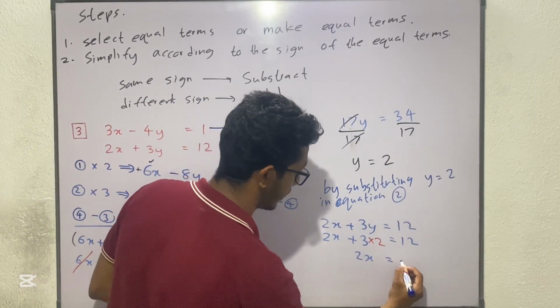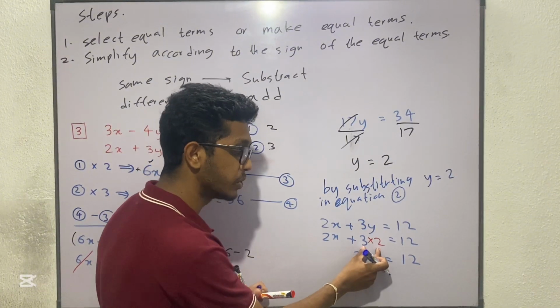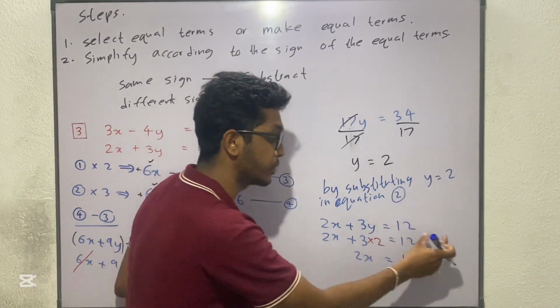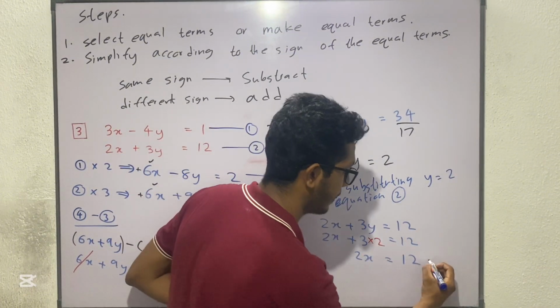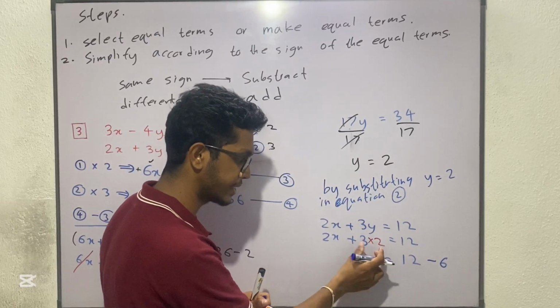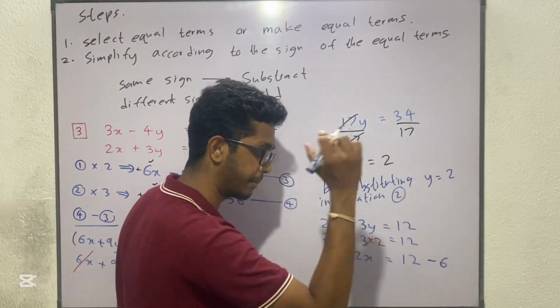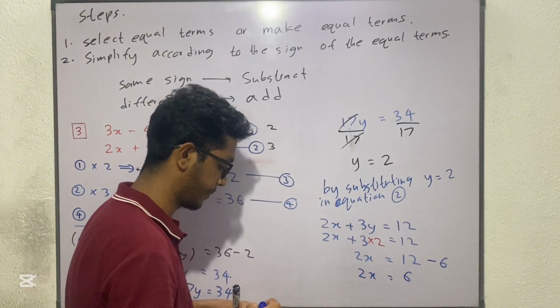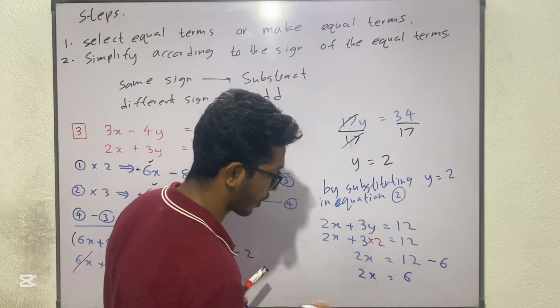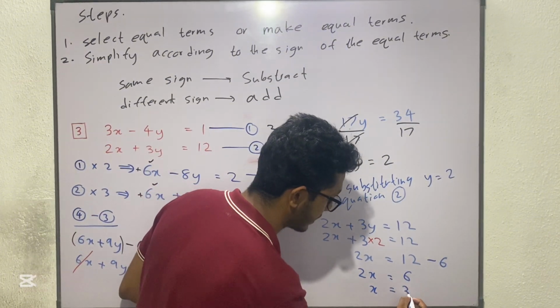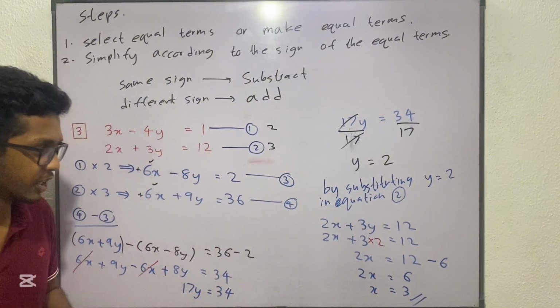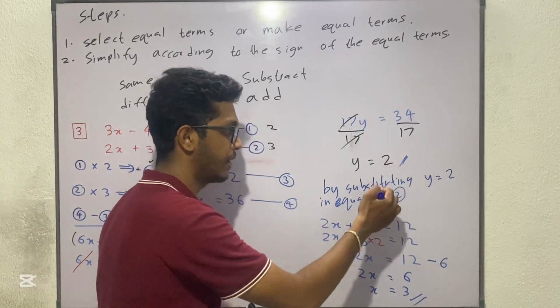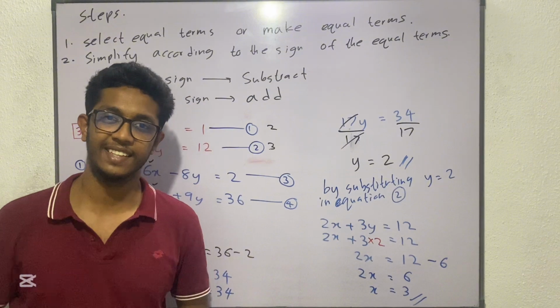So 2x equals 12. 3 times 2 is 6, and I am taking that plus 6 to the other side. So plus 6 becomes minus 6. So 2x equals 12 minus 6, we get 6. So by dividing both sides by 2, we get the value x equals 3. So I got the y value, y equals 2, and the x value, x equals 3.